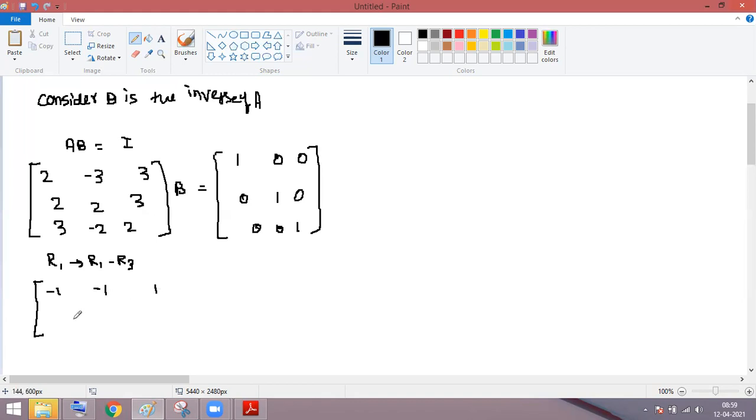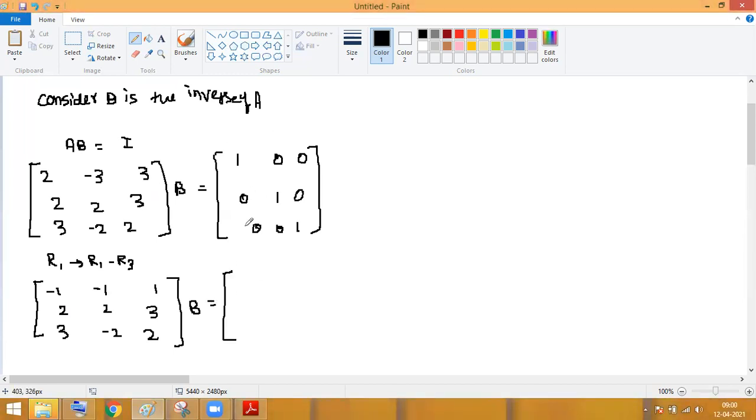3 minus 2, it is a 1. And there will be no change in the second row because we did not do any transformation on the second row. In the third row also we did no transformation, so it will remain the same. Into B equal to the same, with this side also, we have to do the same operation on both sides. So 1 minus 0 is 1, 0 minus 0 is 0, 1 minus 0 minus 1, how much will it be? -1.